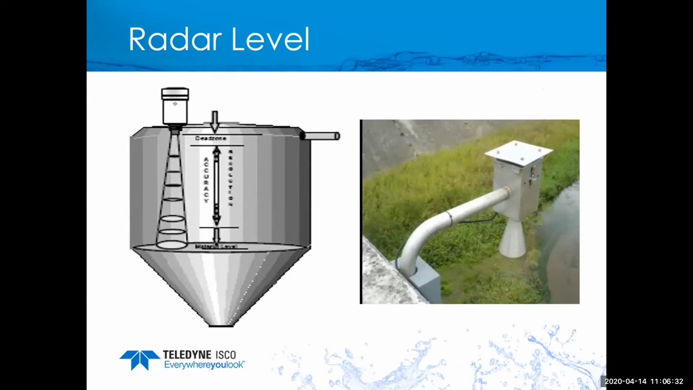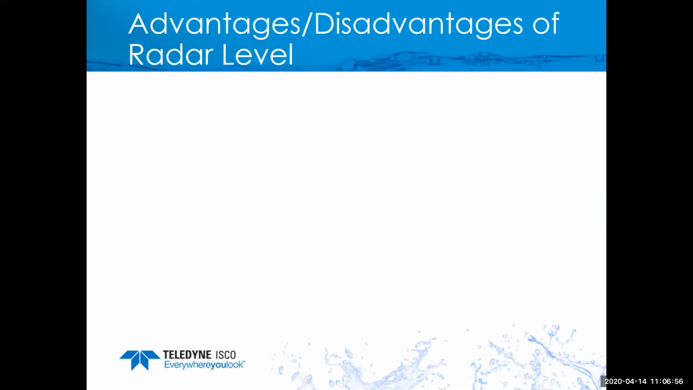Now, radar sensors operate in the same fashion, as far as they transmit a radar signal, which bounces off the surface, and it's a function of time to determine what that level is. Radar sensors are commonly found in tanks. They're used in river monitoring applications because they usually have a greater distance than an ultrasonic sensor. But they can also be used in most every application that you can use an ultrasonic sensor.